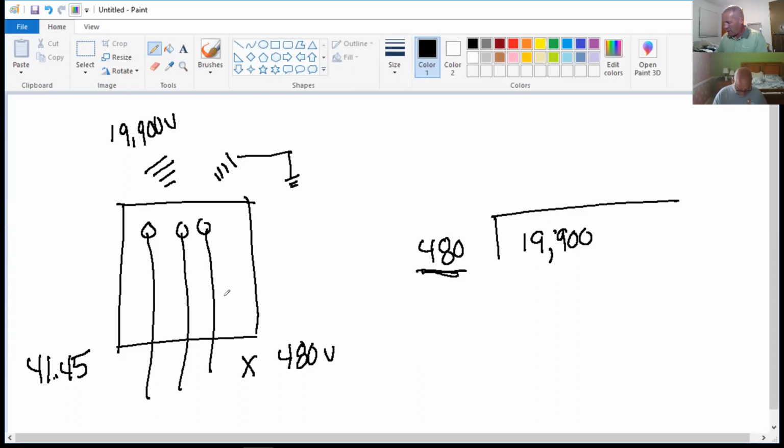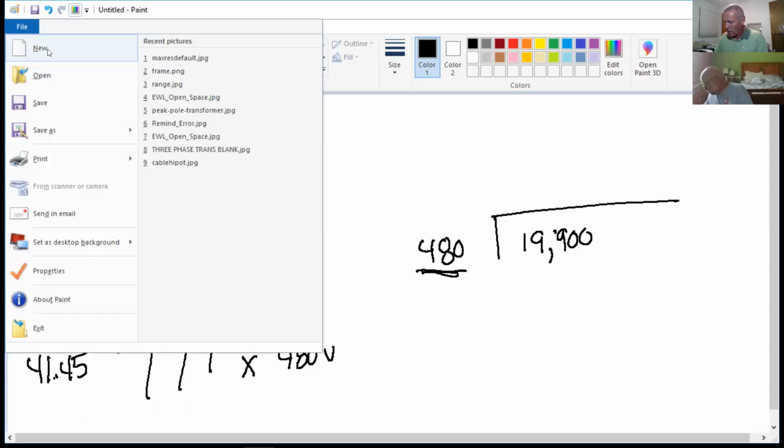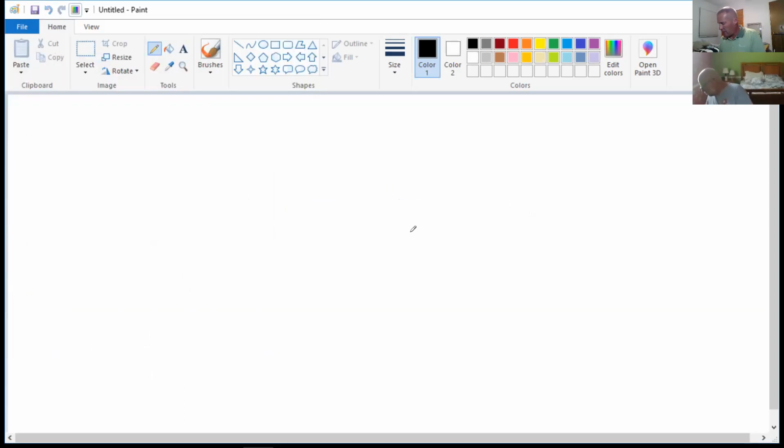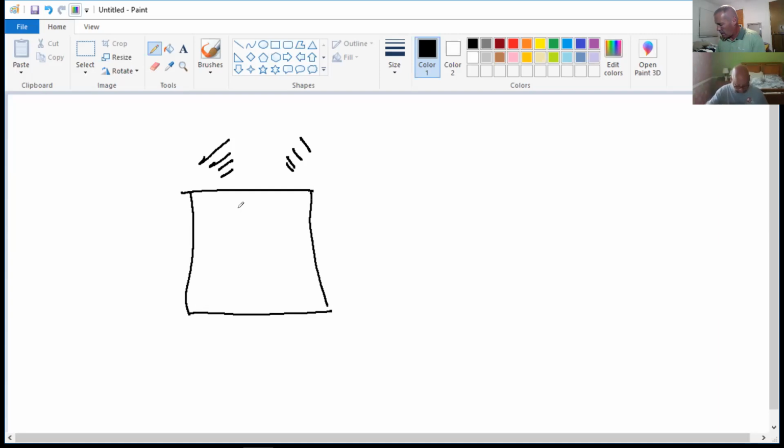Okay, so I think we're square as far as figuring ratio: 1 to 41.45 when we have two voltages, one our primary voltage and one our secondary voltage coming out of the transformer. Now that we have that information, and we'll use the first one that we had, now we're going to include amps.